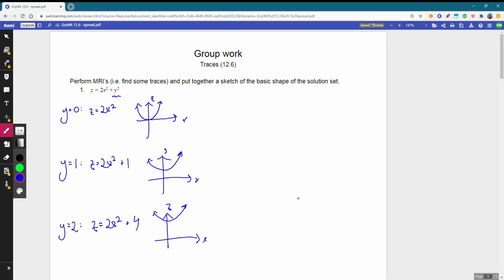And we can see if we keep cranking up the y, this parabola is just going to keep getting pushed up. This actually gives us some nice carryover to negative y's as well. If we plugged in y equals -1, then we're going to get this exact same equation because our y is squared. And similarly, if we plug in y equals -2, we'll get our exact same equation. So we actually have 5 different traces here. We can put these together.